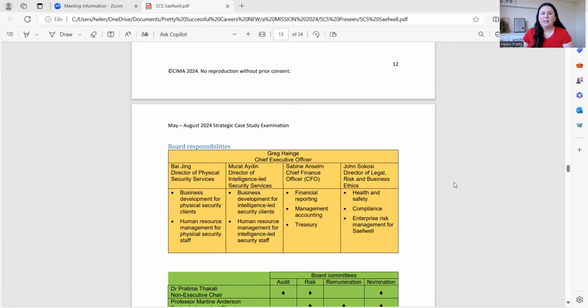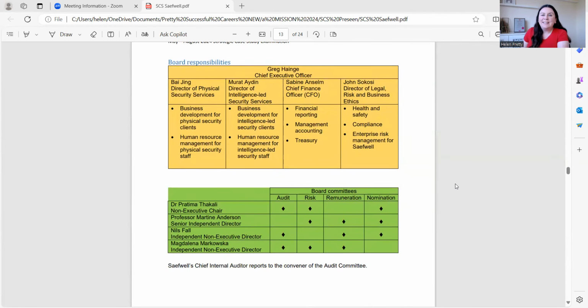Bai's responsibilities are business development for physical security clients, human resource management for physical security staff. Murat's responsibilities are business development for intelligence-led security clients and human resource management for intelligence-led security staff. Sabine's responsibilities are financial reporting, management accounting and treasury. John's responsibilities are health and safety, compliance and enterprise risk management for Saefwell.